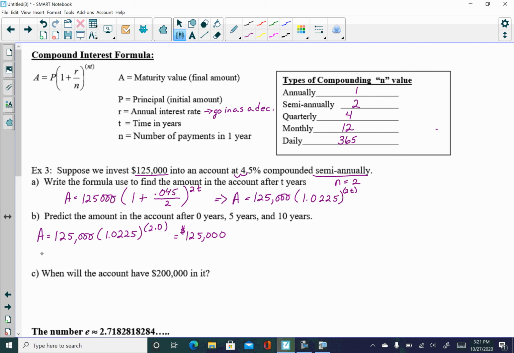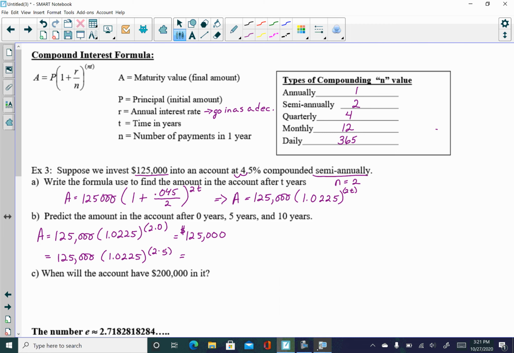Okay? And I encourage you, put that in your calculator. Make sure that you can get it in your calculator, because if you can't, then reach out to me so we can help you troubleshoot your calculator. Then your next one, you would just plug in a 5. So same formula, 1.0225 raised to the 2 times 5.